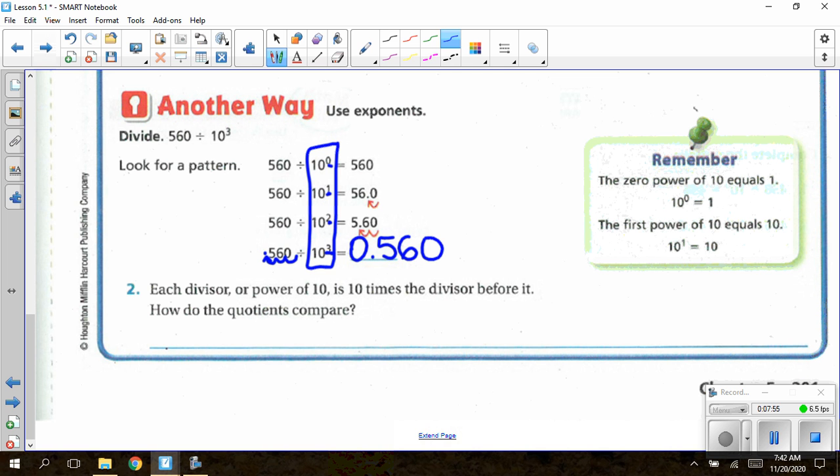So for question number 2, each divisor or power of 10 is 10 times the divisor before it. How do the quotients compare? So we know that each quotient is 1/10 of the quotient before it.